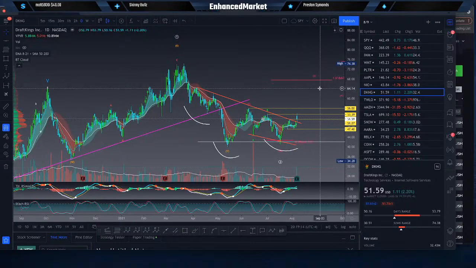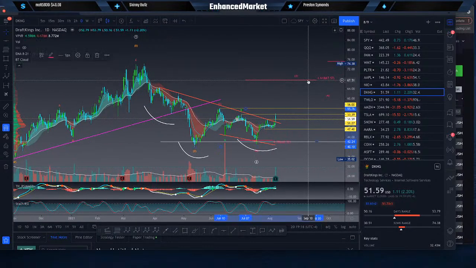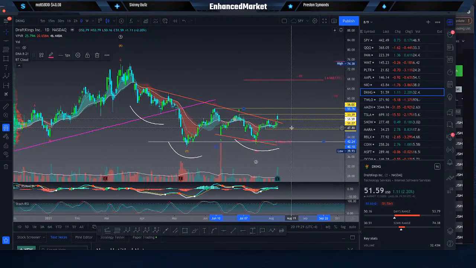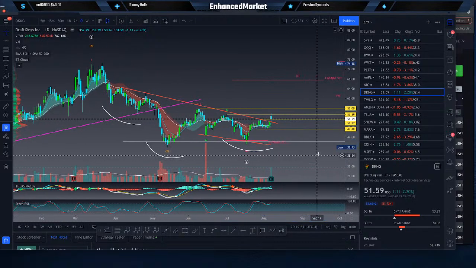But the ultimate target for wave 3, which is from this low to this high and then a pullback to that wave 2, in red right here, is 67.57. Really like this a lot. This inverse head and shoulders is pretty neat. So I like that a lot.